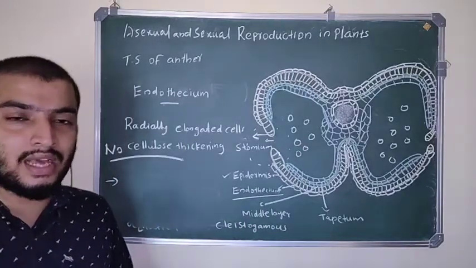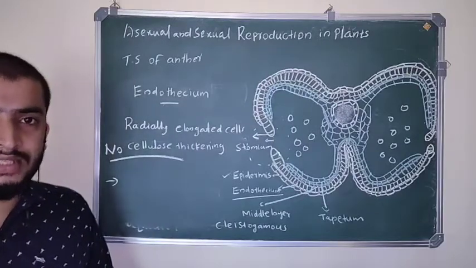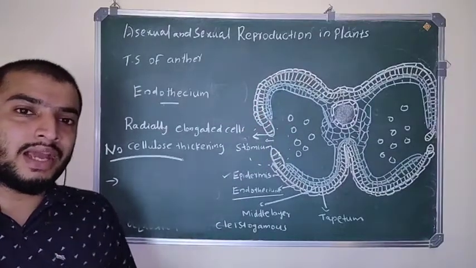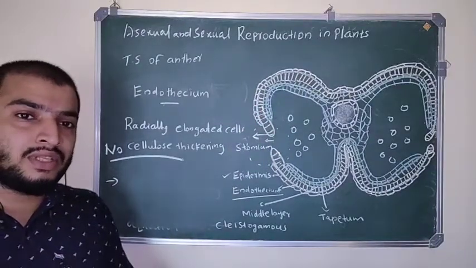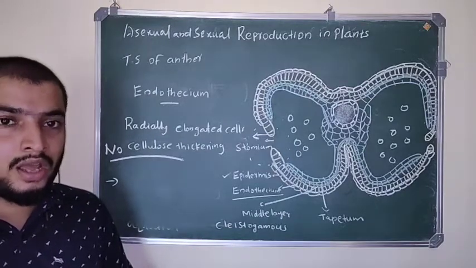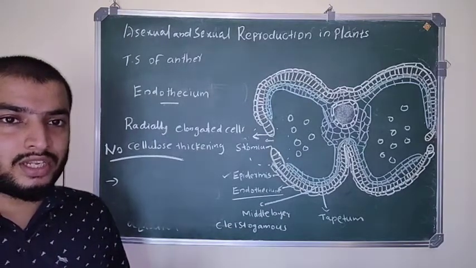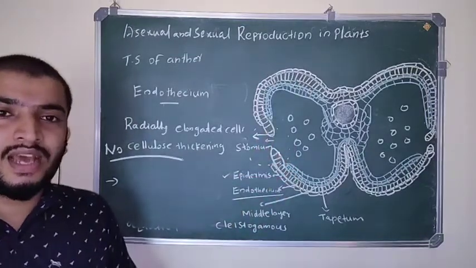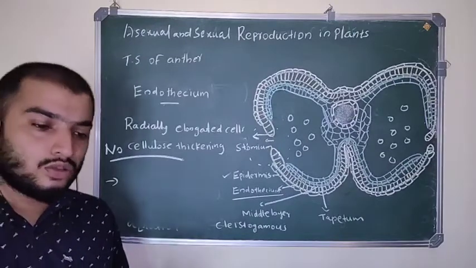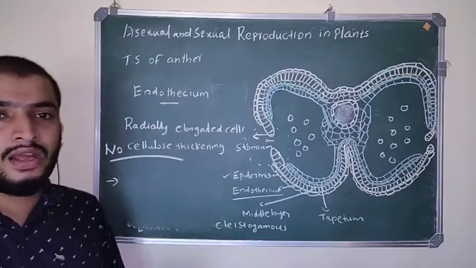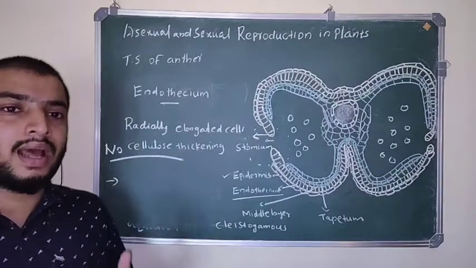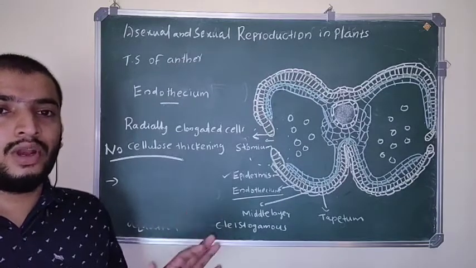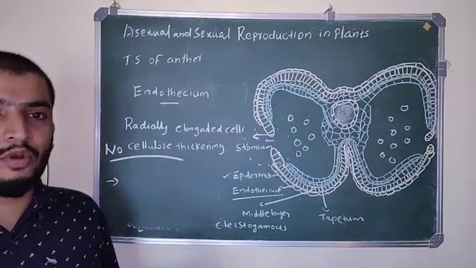So the endothecium layer is made up of radially elongated cells. On their inner tangential wall, they have cellulose thickening, which makes the endothecium layer hygroscopic. That means they can absorb water. But in one region, what is that? Stomium. In this region, the endothecium cells have no cellulose thickening. So the hygroscopic nature and the stomium region make the anther dehisce or break freely at the time of pollen release. Okay, so these are the points about endothecium.